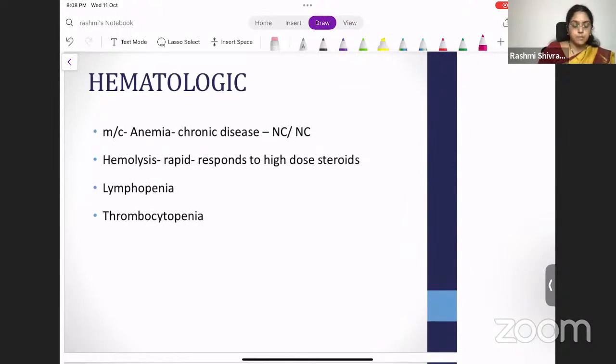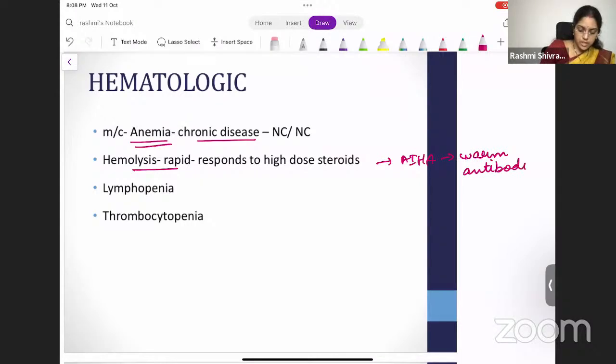Next is hematologic manifestations. The most common is anemia, especially anemia of chronic disease. You can also have hemolysis with anti-erythrocyte antibodies, which is autoimmune hemolytic anemia, warm antibody type. You can have lymphopenia and thrombocytopenia. This point of lymphopenia is very, very important.